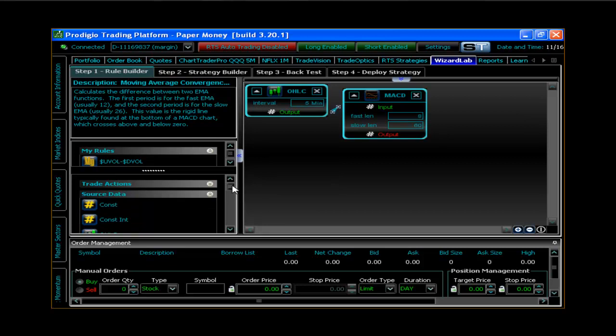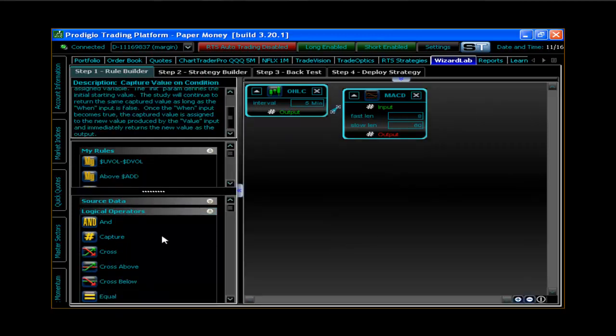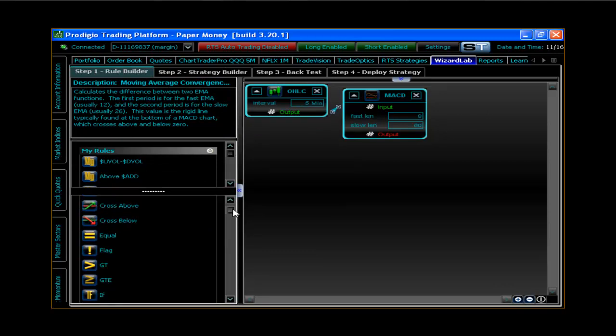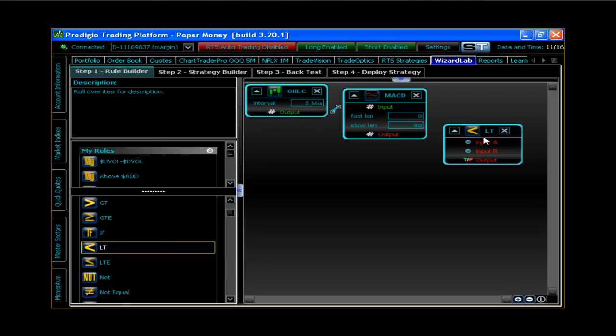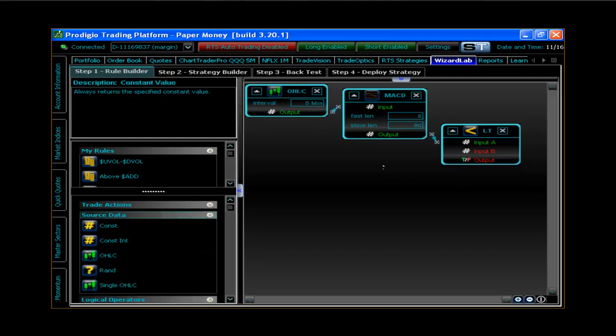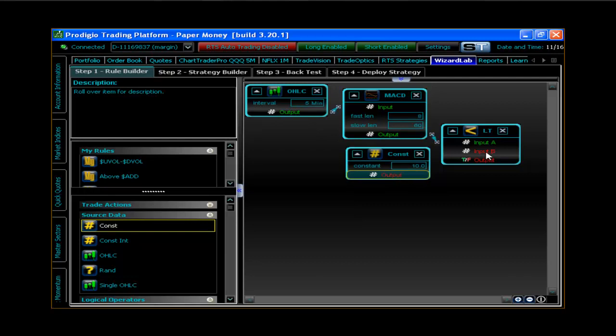So to do that, I have to use a logical study. And a lot of you guys who have been following this for a long time, this is really old hat. The logical operators allow you to just compare things. So if I want something to be negative, I want to make sure that that's less than 0. So I drag that out, and I'm literally reading this as input A less than input B. I'm saying MACD has to be less than. There's another source data for constants, and I can make this 0. Just type that in there. And so this is going to give me signals. It's going to fire when the MACD is less than 0.